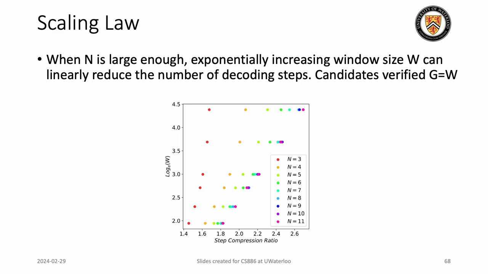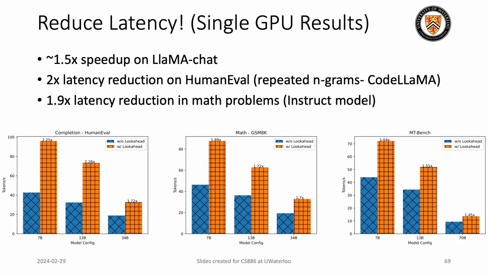I'm mostly wrapping up. So the scaling law is something which they discuss based on the results of this paper. What they find is that if you have a sufficiently large n, and you exponentially increase the window size, you can get a linear trend in the step compression. So you can linearly reduce the number of decoding steps which is required. That's a result which they find with their experimentation.